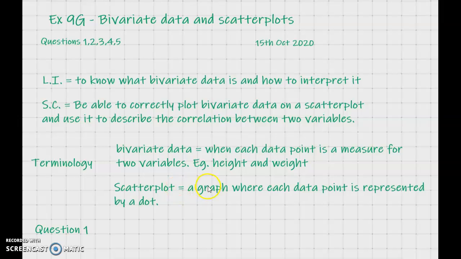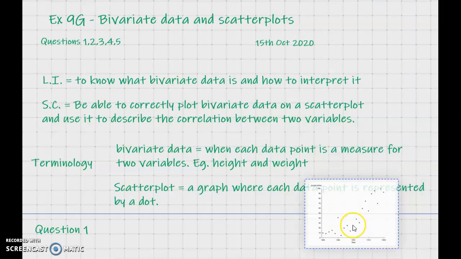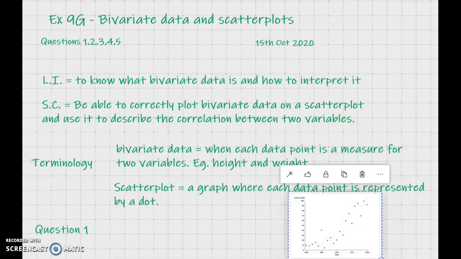Okay, typically we will plot or visually represent bivariate data, especially if both of them are numerical, on a scatter plot. And this is a graph where each data point is represented just by one dot. And the position of each dot is actually decided by the coordinates, which represent the two pieces of data that go to make that point.